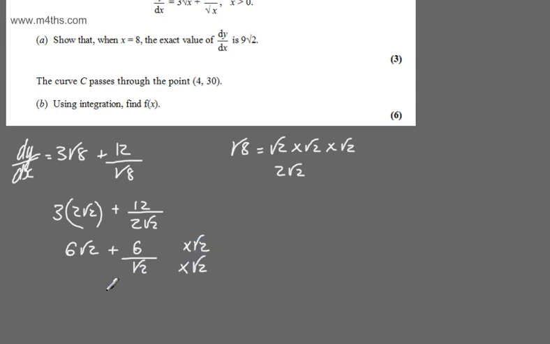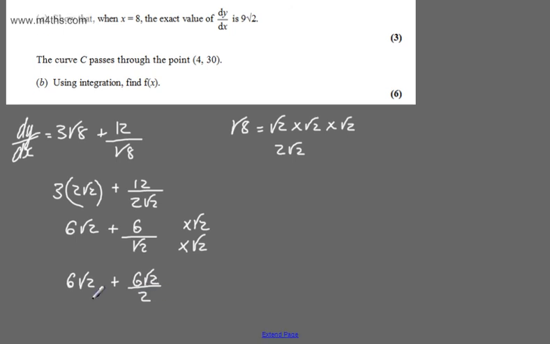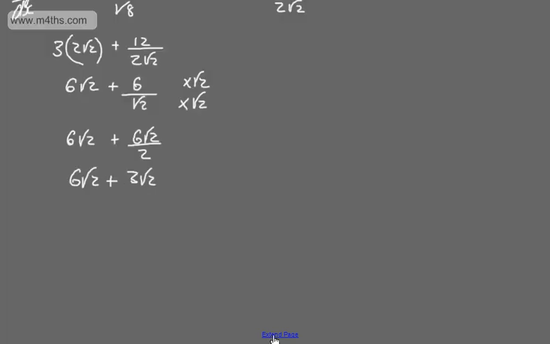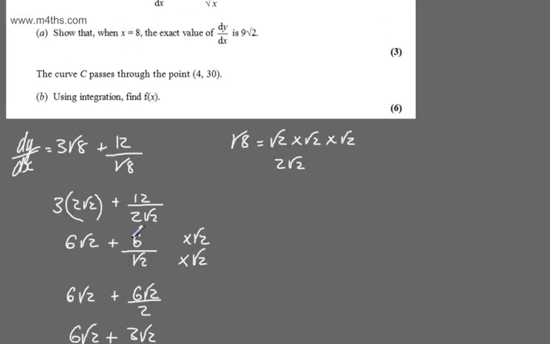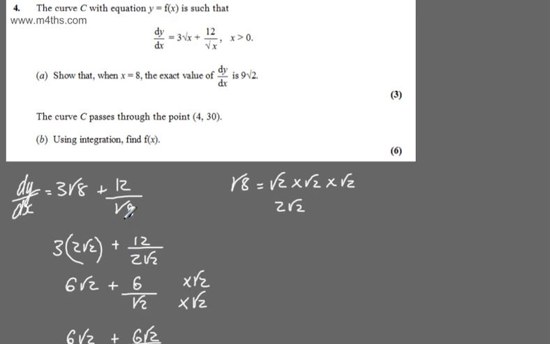If I do that now, I'm going to have 6 root 2 over 2, and we can see that this simplifies now to give us 3 root 2. So we have now 6 root 2 plus 3 root 2, and that of course is going to give us 9 root 2 as required. So lots of different approaches with that question, but essentially we're just simplifying surds and rationalising the denominator of a fraction. We're now told the curve C passes through the point 4, 30.